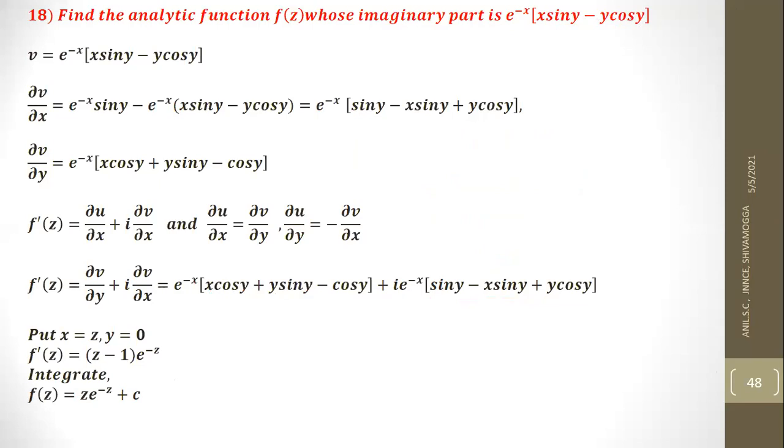Tomorrow we will solve type 3 problems in which either the sum or difference of real and imaginary parts will be specified and you have to find f of z.